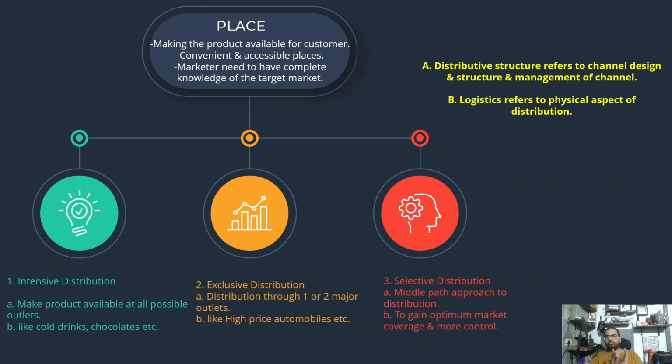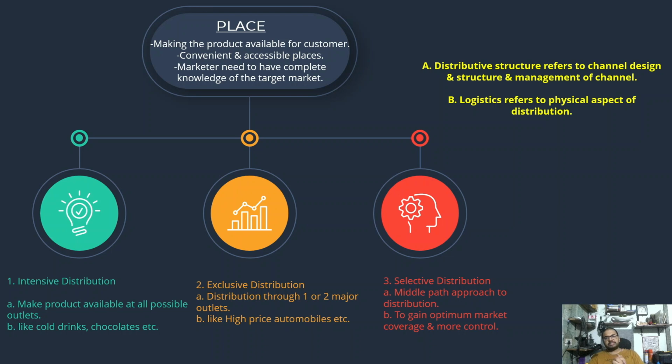Within a place concept, there are two broad elements. First and foremost, you have distributive structure. So basically, distributive structure talks about how that distribution channel will be designed and what will be the structure and management of that channel. Whether you will sell through wholesalers, whether you will sell through retailers, whether these people will be internal to the organization or external to the organization, whether you are going to set up your own retail shop. These all are distributive structure. And then you have the logistic. Logistic is the physical delivery of the goods to the consumer's place. It refers to the physical aspect of distribution.